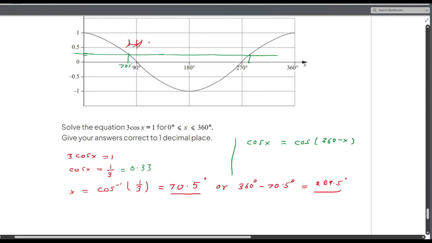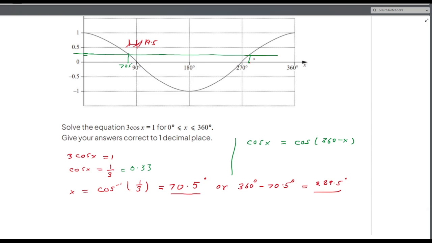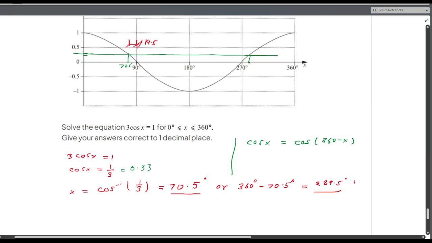So it is 70.5 and 90, the difference is 19.5. So here also the difference is going to be 19.5. So from 270, if I'm taking a difference of 19.5, it is going to be 289.5.